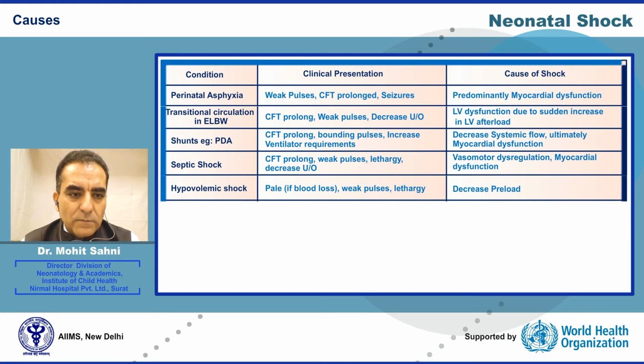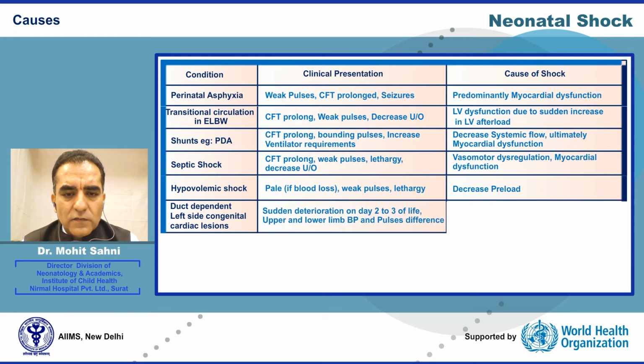If the baby presents to you with congenital cardiac issues, duct-dependent issues, there is a very typical history. The babies are well in the first 2 to 3 days of life, then suddenly they crash, because that is the time when the pulmonary pressures decrease and the duct starts to close. As soon as the duct closes, the babies present with shock.